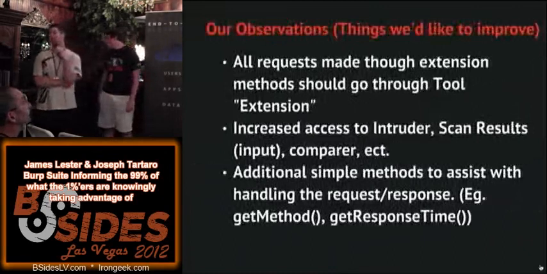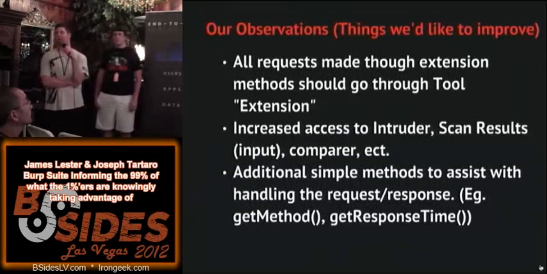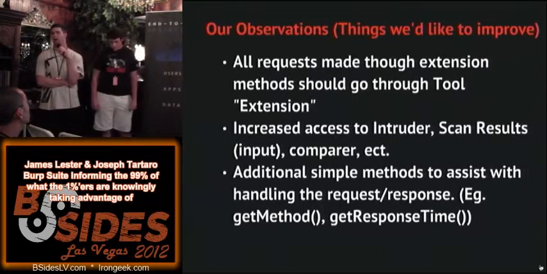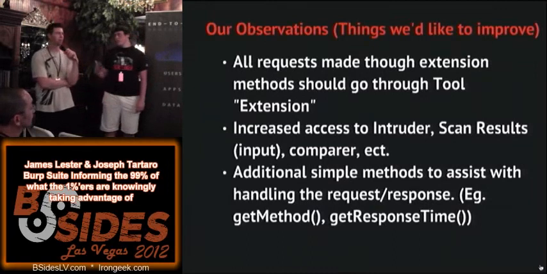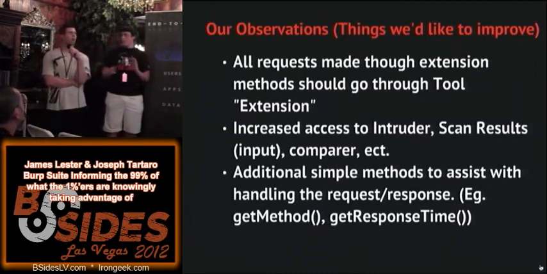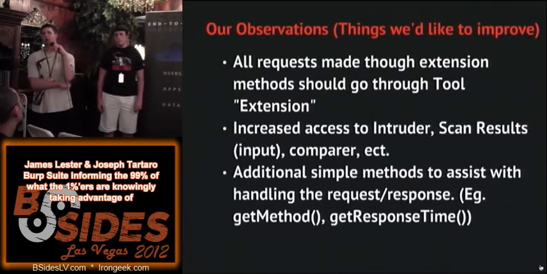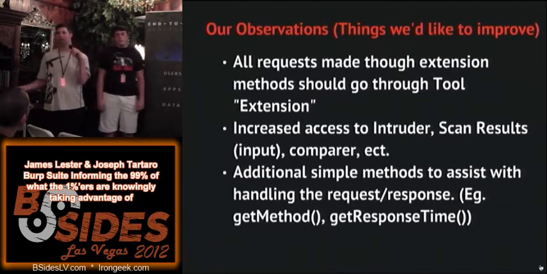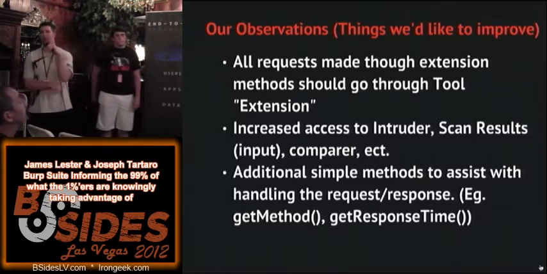Our observations on options that we would like to start having come in: all requests from the extensions themselves should go through a tool extension. Currently, if an extension makes a request, it goes through the tool Repeater, and that can be a little bit difficult with keeping things separated. Right. So one of the options that you do have with extensibility is being able to determine what tool. You can pick a tool and say, for Proxy, do this functionality. For Spider, do this functionality. So being able to separate Repeater items and items that are actually called from your extension would be beneficial.